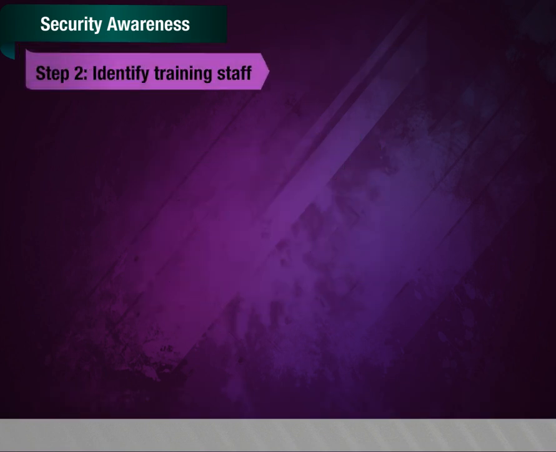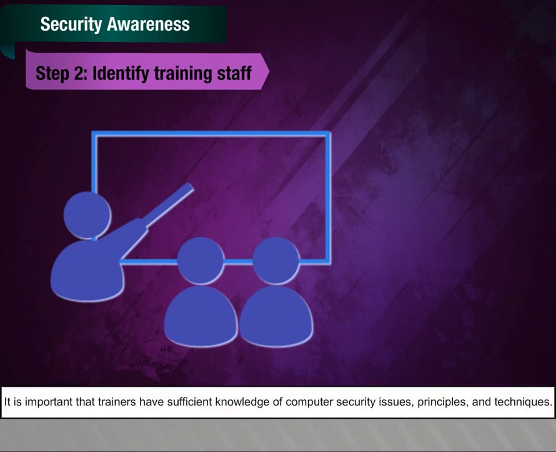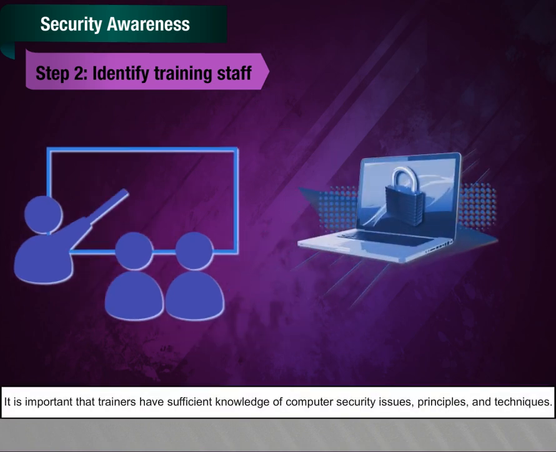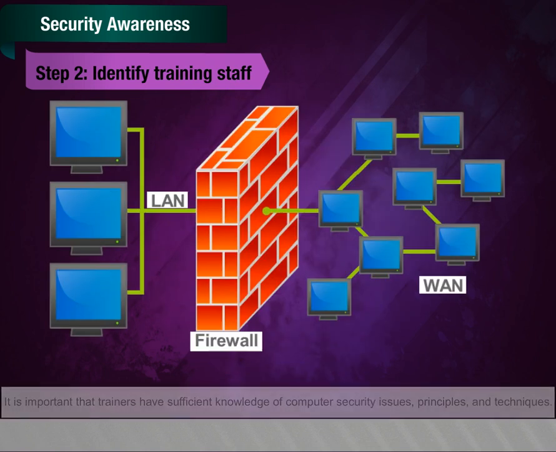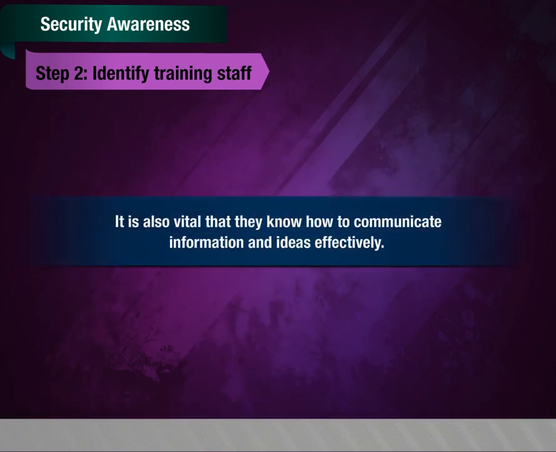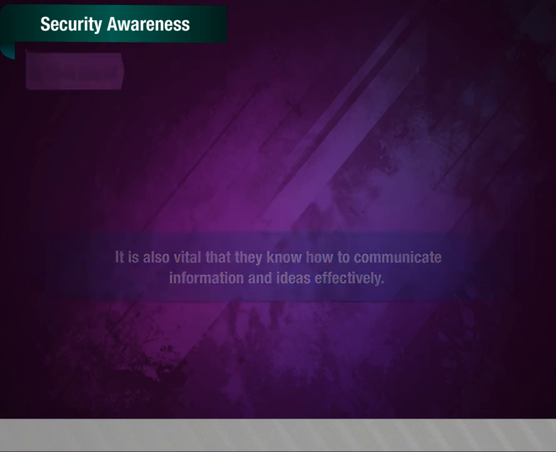Step 2. Identify training staff. It is important that trainers have sufficient knowledge of computer security issues, principles, and techniques. It is also vital that they know how to communicate information and ideas effectively.